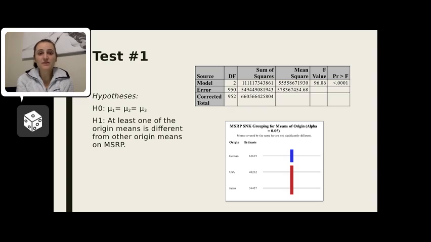Based on the findings from the Levene's test, we are rejecting the H0 hypothesis since our p-value is less than our alpha, which is 0.05 for the test. Therefore, we can conclude that at least one of the means for the origin is different from the other means. In the SNK table that we can see in the slide, we have a better visualization of the findings: the means for USA and Japan cars are relatively similar, and the Germany cars have a different mean.